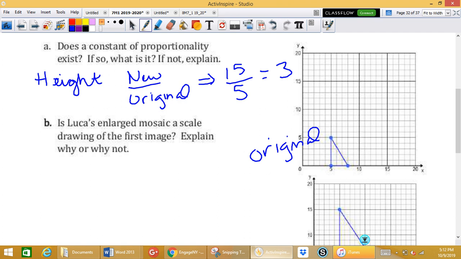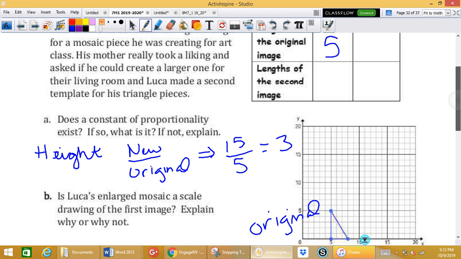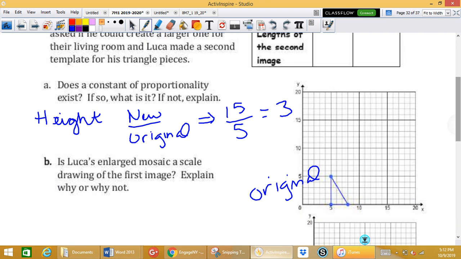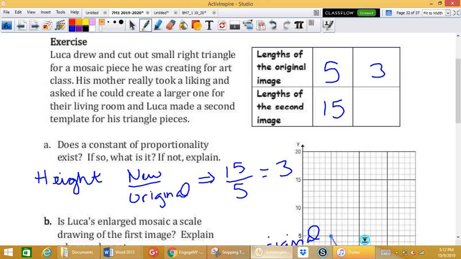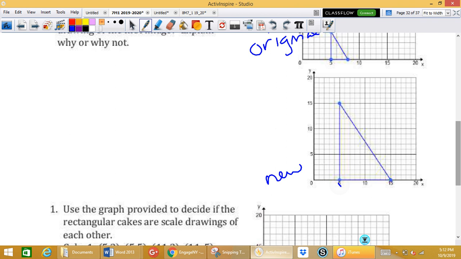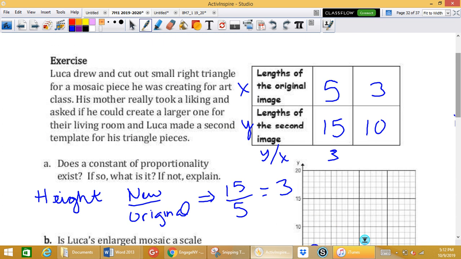Now the length of the original, so this is 5, and then that's 3. Lengths of the second are 15 and 10. So if I take, this is my x and this is my y divided by x, I get a scale factor of 3. Oh wait, that can't be 10. Is it? Yes, it goes from 5 to 15, which is 10. So that's only 3. And if I divide this, 10 divided by 3 is 3 1/3.